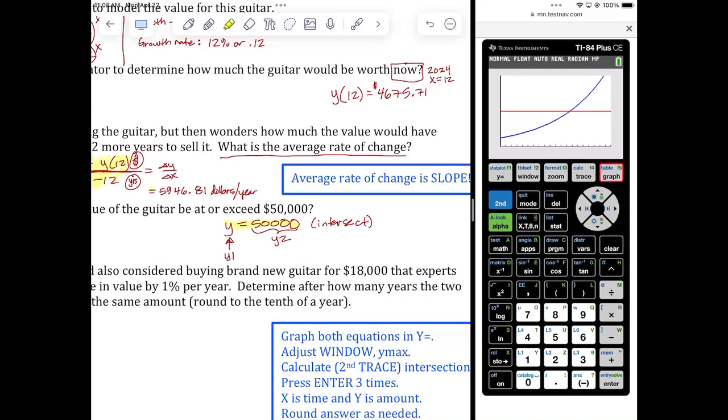Not zoom. It's the trace. Second trace is the calculate menu. Second trace is your calculate screen, and of course it's number 5. And remember, if there's only one point of intersection and only two curves, you can just hit enter 3 times. Enter, enter, enter. And it tells you right there that x, we want the x value, not the y value. So we say x equals 12 point, let's do 3 decimals here, 592. I like to truncate. You can round. 593 is fine. And then we'll put units on the end.